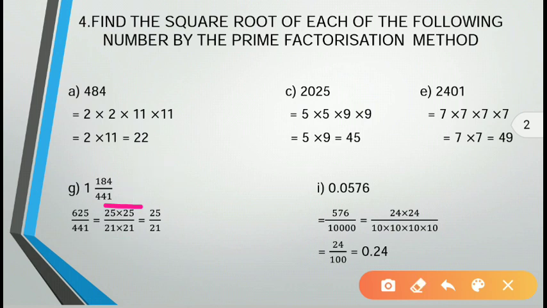Now the next question is 0.0576. No need to worry about this decimal. First of all, you just remove the decimal.